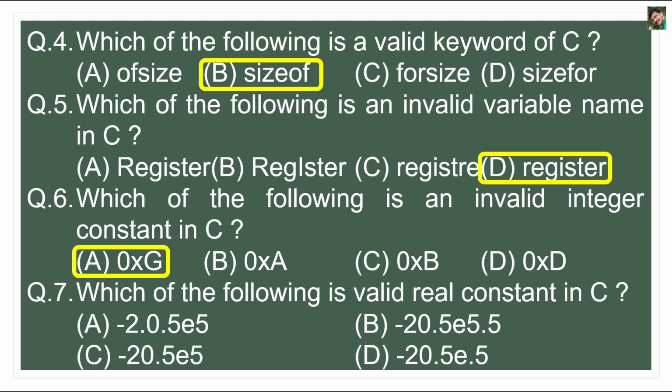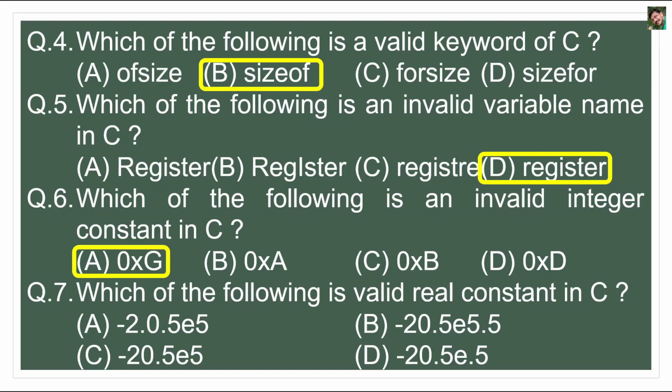Binary has only 2 digits, 0 and 1. So 2, 3, 4, 5, 6, 7, 8, 9 are not part of binary number system. And decimal number system has 10 digits, 0, 1, 2, 3, 4, 5, 6, 7, 8, 9. So A, B, C, D, E, F are invalid for decimal number system. And for hexadecimal number system, we have 0 to 9 and then A, B, C, D, E, F. So G is not part of hexadecimal number system, so it's an invalid integer constant in C language.